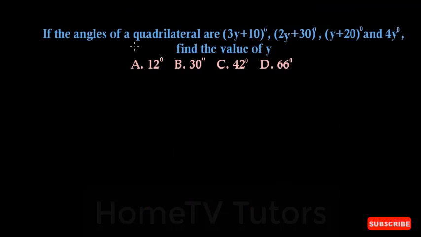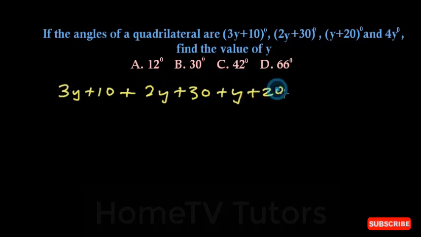If the angles of a quadrilateral are these degrees, find the value of Y. The sum of angles in a quadrilateral is 360 degrees, so if we add all these degrees of 3y plus 10, plus 2y plus 30, plus y plus 20, and plus 4y, they are all equal to 360 degrees, the sum of all the angles in a quadrilateral.